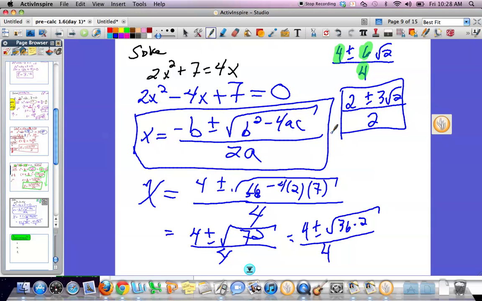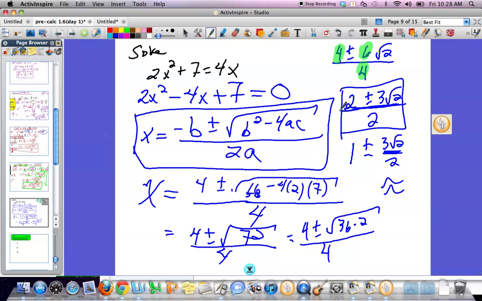If you didn't want to do it that way, you could have divided each one by 4. If I divided each one by 4, I would get 1 plus or minus 3 roots of 2 over 2. Now the divide sign is only that part. They're the same thing. And if you want to find the approximation, you can find the approximation. You're with me on that?